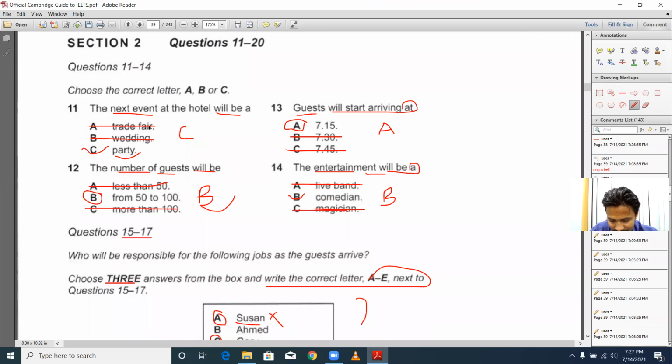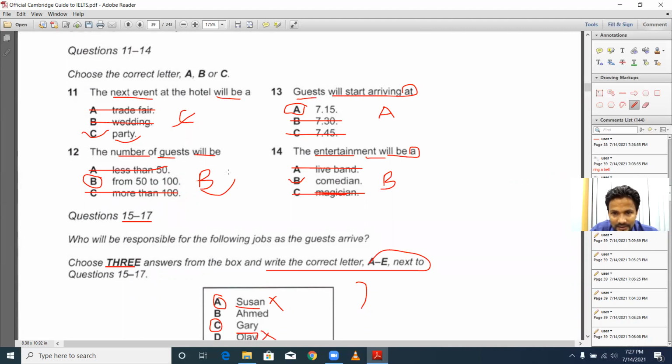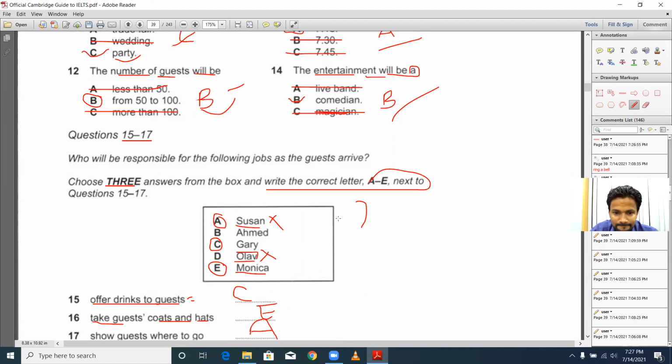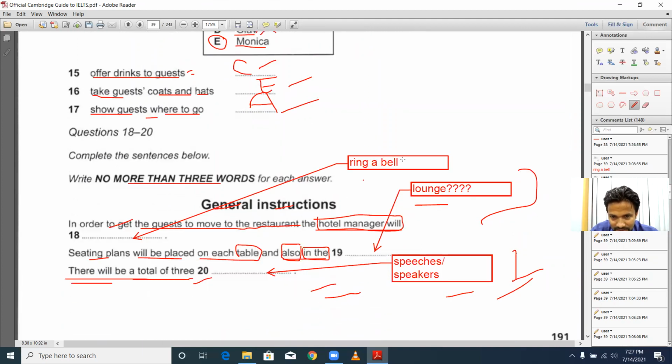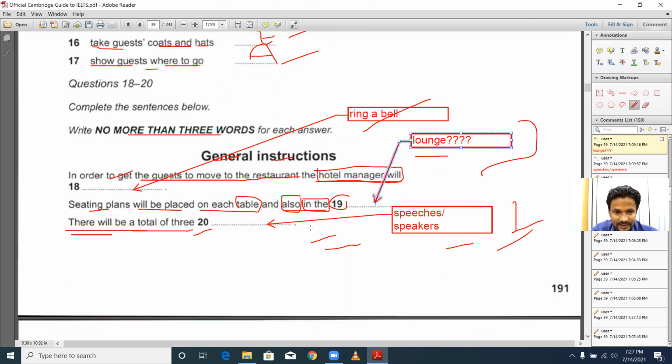Now question number 11 is C, correct. 12 is B, correct. 13 is A, correct, and 14 is B, correct. 15 is C, correct. 16 is E, correct. 17 A, correct. 18 ring a bell, correct. 19 LOUNGE, long. Oh, luckily. Okay, yeah, it is correct. Oh, that's fantastic.